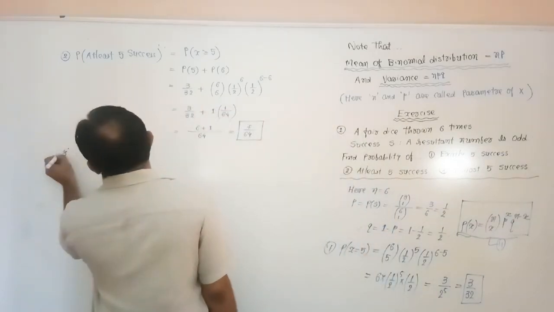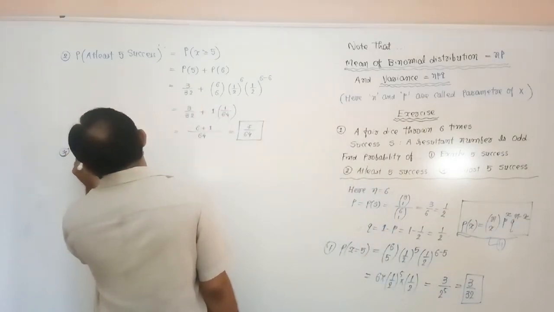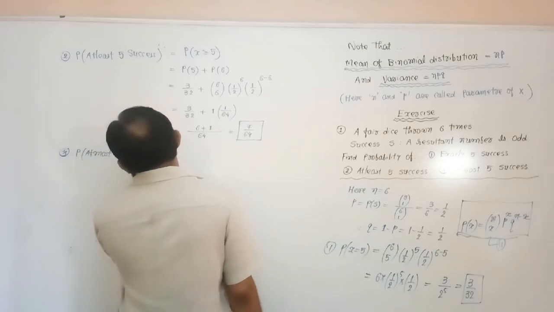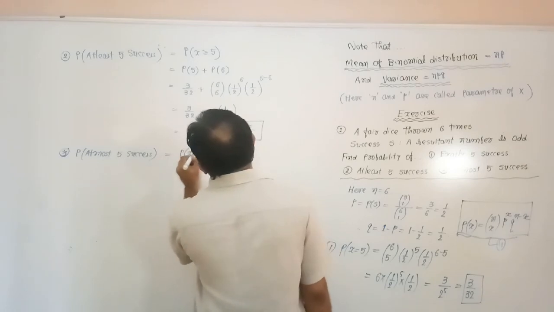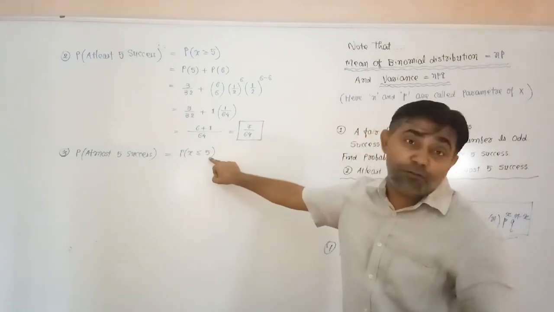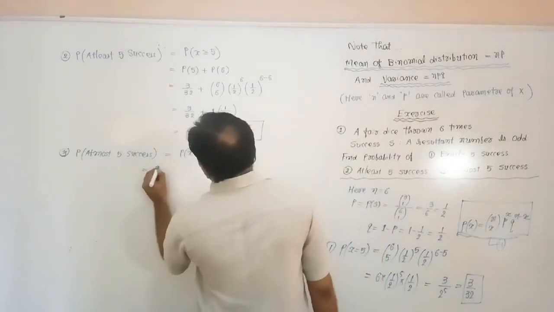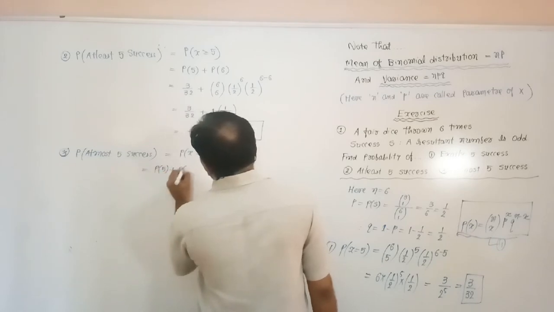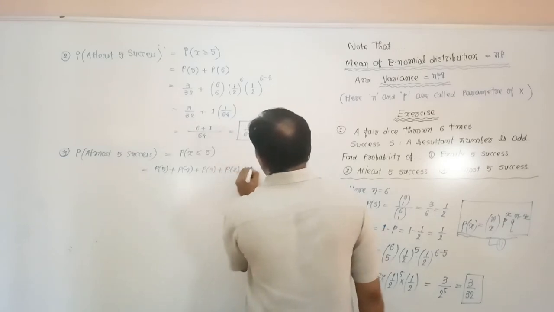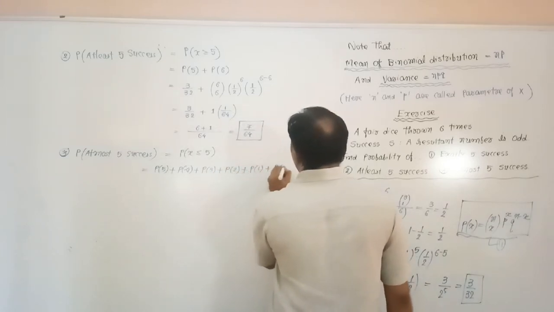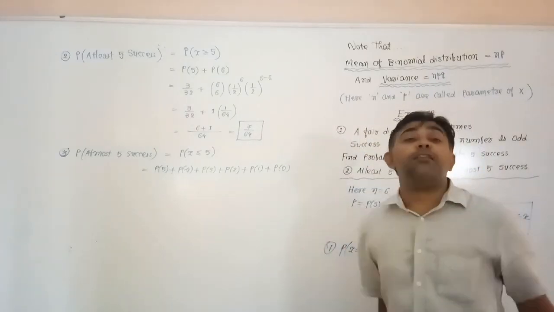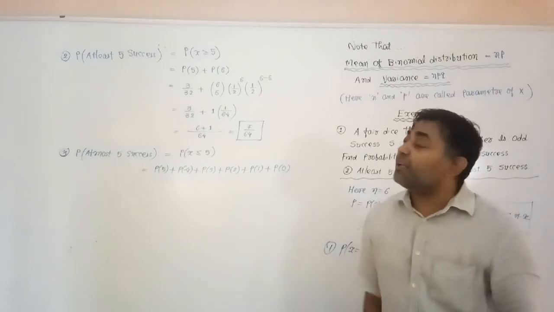And the third question, probability of at most 5 successes. See here, at most 5 successes means probability of x less than or equal to 5. At most means the maximum number of successes is 5. Now this can be written as P of 5 plus P of 4 plus P of 3 plus P of 2 plus P of 1 plus P of 0 also. My dear friends, now do not find all the probabilities. Just apply the formula sigma P(x) is 1, then it will be very easy.